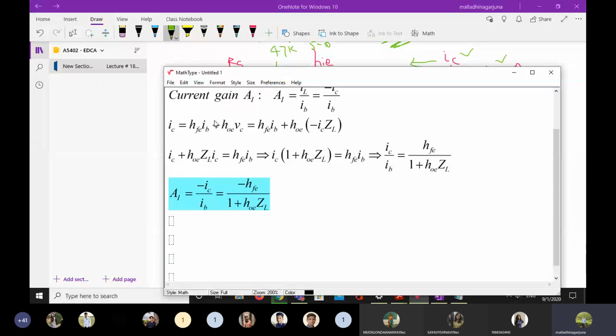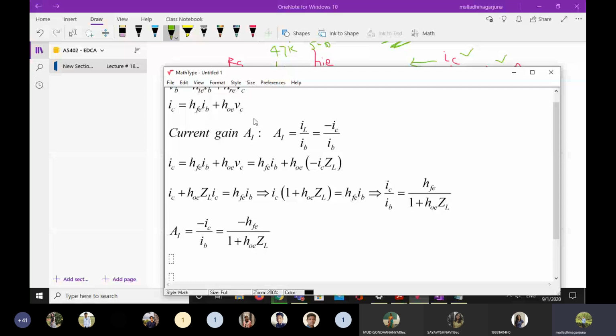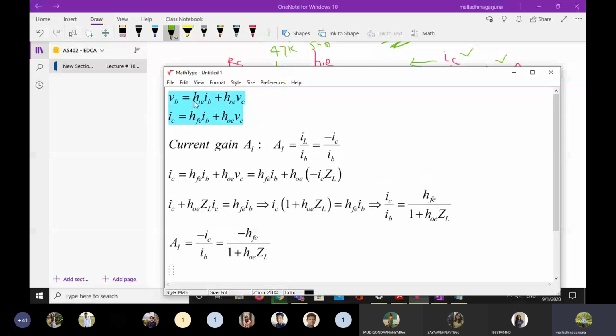So here, what I'm doing is we have the two basic equations, VB and IC. Current gain AI is equal to minus IC by IB. For that I'm taking the second equation, the IC current equation, because we need to calculate output current. IC equals HFE IB plus HOE into VC, but VC is equal to minus IC into ZL. You substitute, simplify and rearrange the equation in the form of AI equal to minus IC by IB, and we get minus HFE by 1 plus HOE into ZL. This is the current gain.